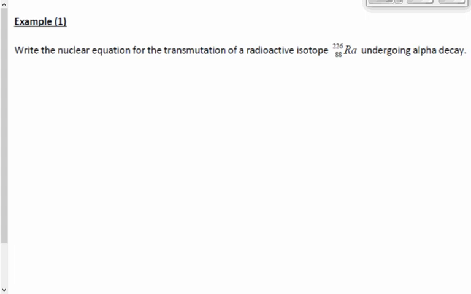Okay, let's take a look at example number 2. Write the nuclear decay equation for the transmutation of lead-214 undergoing beta-negative decay. So we'll say 214, 82 lead goes to 0, minus 1 beta. It produces a beta particle, a beta-negative particle. Or we could have said 0, minus 1 e. It means the same thing.